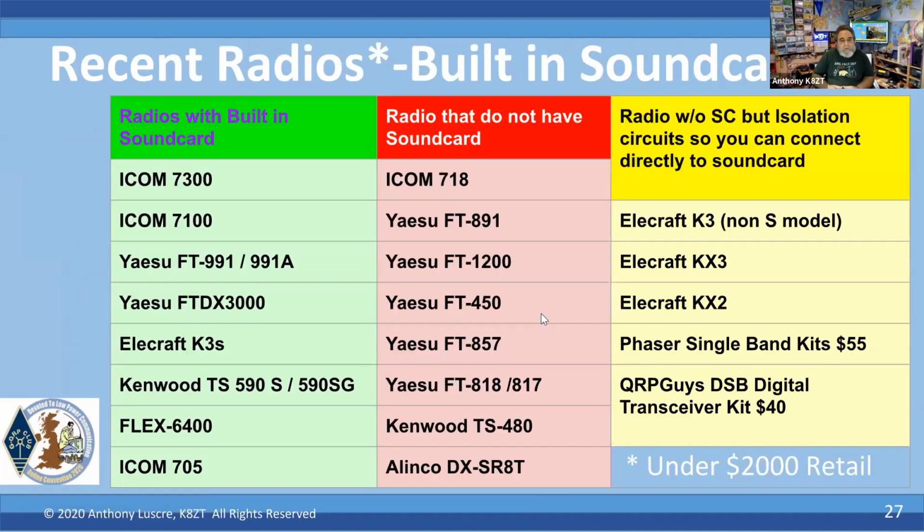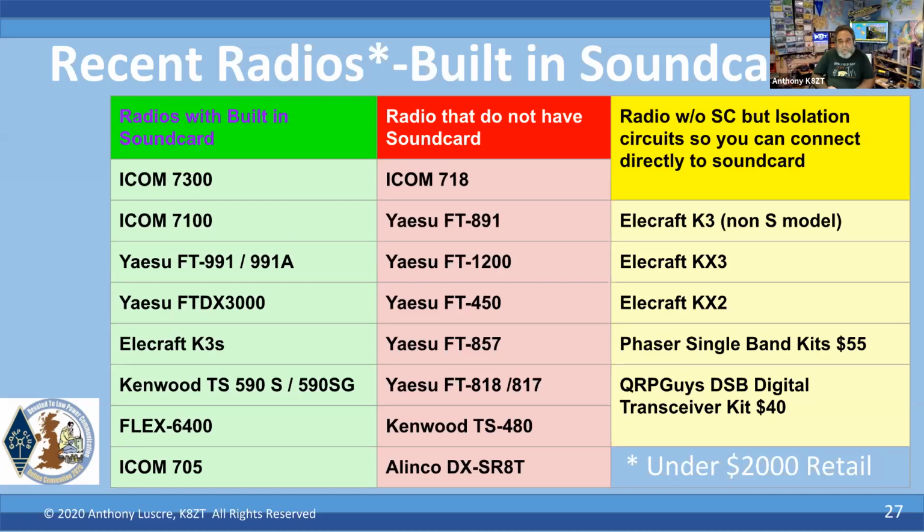So I put together a little chart here. These are all radios that are under $2,000 retail new, and many of them are available for a lot less than that when they're on sale, some of them for as little as $700. But all the radios in the left-hand column have a built-in sound card, so all you need to do is connect the USB cable between the radio and your computer, and you can have WSJT-X up and running very quickly. The radios in the middle column do not have built-in sound card interfaces, so you would need a separate sound card interface to operate them. And the radios in the yellow on the far right do not have a sound card built into them, but they're designed so you can connect them directly to a sound card without a separate interface just by using audio cables.